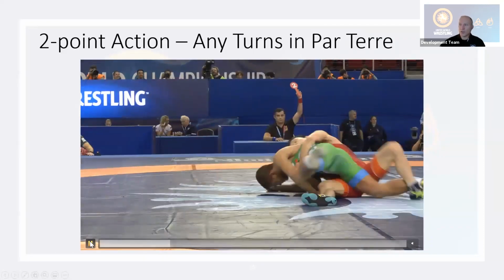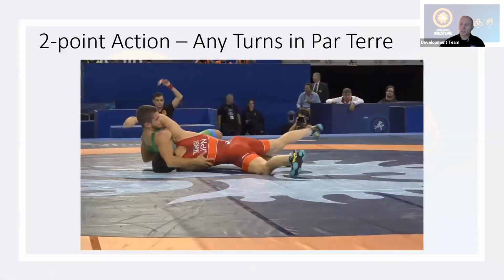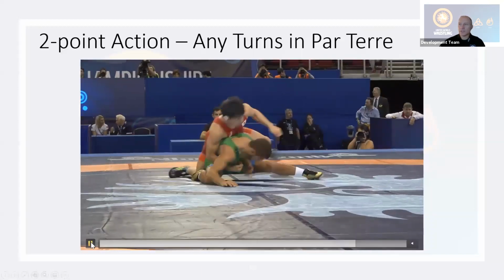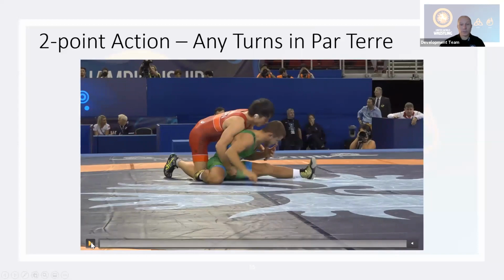So in this case, here's red. Red makes a gut wrench and turns blue. So in this case, this is going to be 2 points for red because he made a turn in Par Terre. And when you have a turn in Par Terre in this situation, it does not matter whether they hit an elbow, shoulder, head. It's not important that they go to the danger position. The fact that there's any turn in that rotation, with an action, is going to score 2 points. So in this case, this is 2 red.